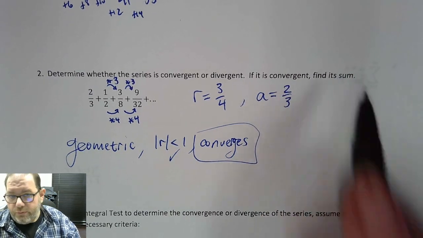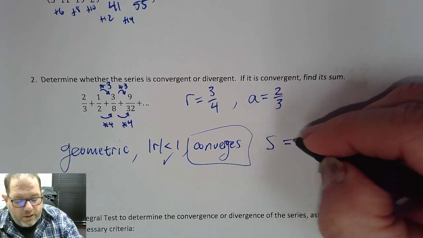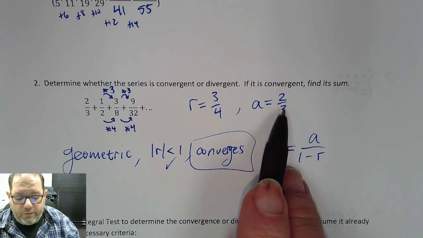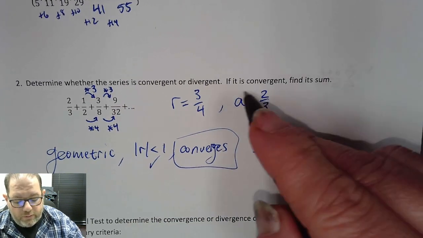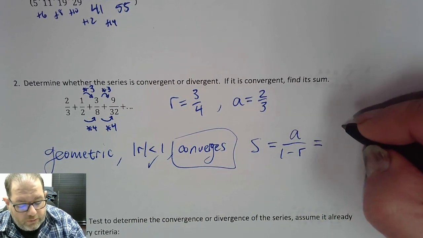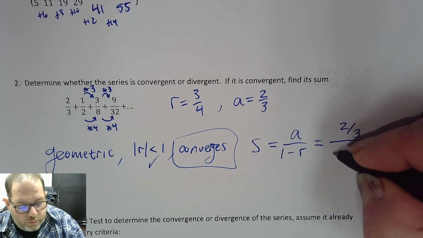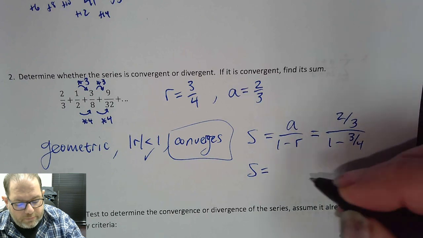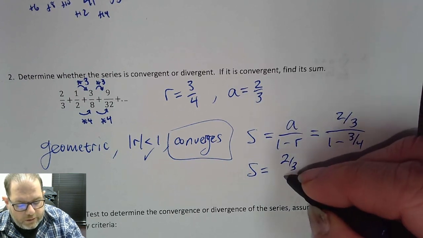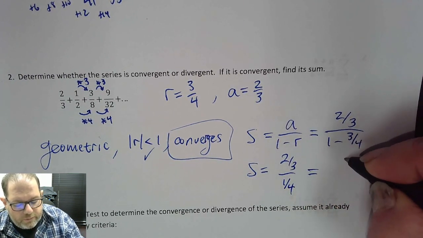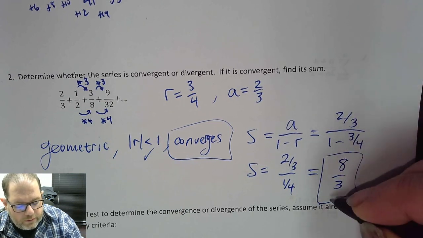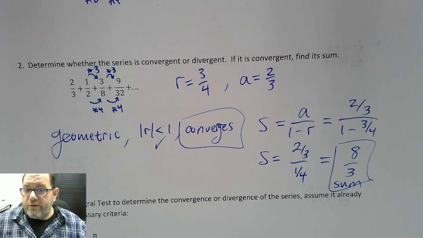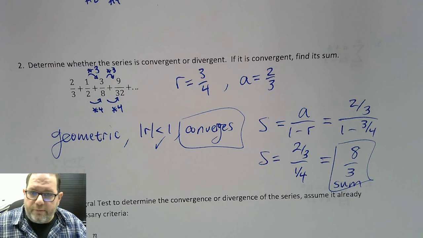And if it does converge, we want to find the sum. Now our sum is equal to a over 1 minus r. A is the first term of the series, r is the common ratio. And we already got these two values, so we'll take 2/3 over 1 minus 3/4. So our sum is going to be 2/3 divided by 1/4 on the bottom, and so the result is 8/3. So that's our sum. We know that this does converge, and it converges specifically to a sum of 8/3.